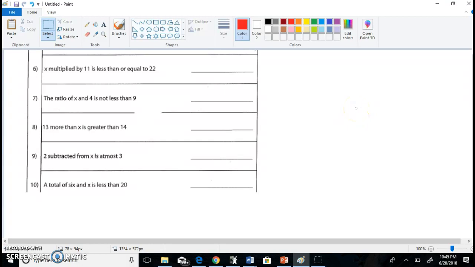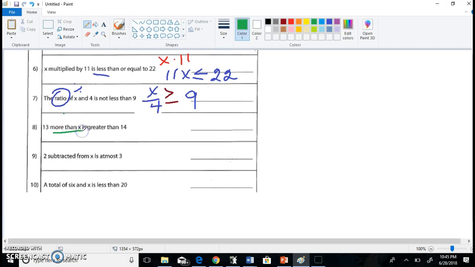We have x multiplied by 11, so you could say x times 11, except again, we like to have the number come first. The coefficient comes first. So 11x is less than or equal to 22. Ratio. Ratio is another way of doing division. It's to write a fraction. The ratio of x and 4 is not less than 9. So if it's not less than, then that means it must be either greater than or equal to.